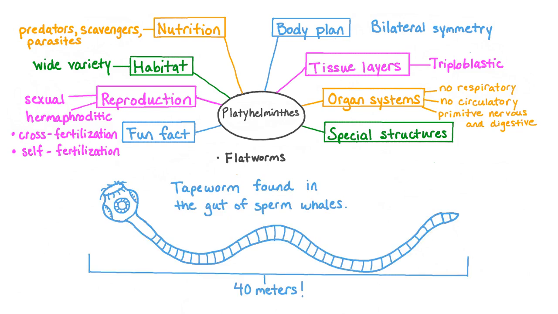One example of a group that can self-fertilize is the tapeworms. Adult tapeworms reside in the intestines of vertebrates, and species that infest very large vertebrates, like whales, can reach up to 40 meters in length.